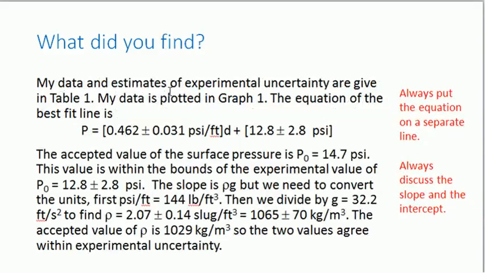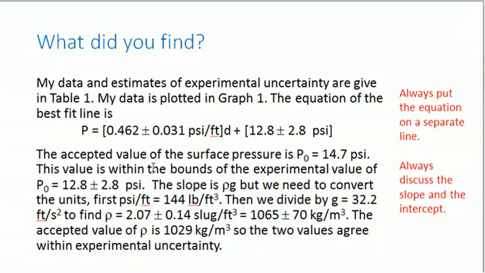My data and estimates of experimental uncertainty are given in Table 1. My graph is plotted in Graph 1. The equation of the best fit line is this. Notice I'm using correct sig figs. I'm using the symbols from my graph. So the things that I get from the graph, the slope and the intercept, are clearly spelled out.